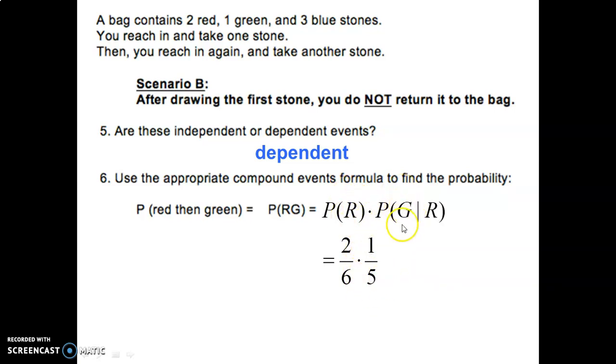So we're saying the green probability, which in the beginning would have been 1 out of 6, is now 1 out of 5. So green has changed because of R. So green, given that R has occurred. All right, so that's what that symbol means. And that reduces to 2 out of 30 and 1 out of 15.